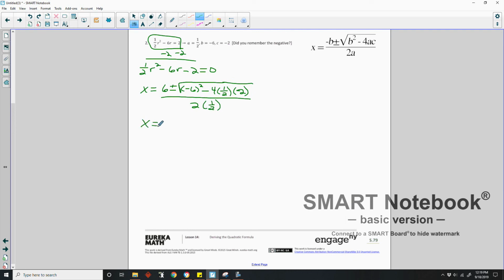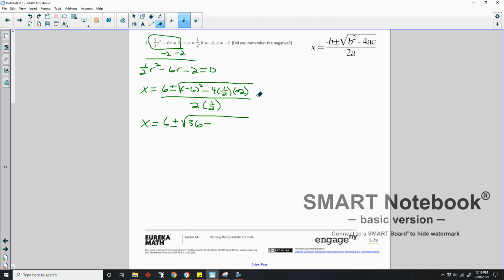So simplify. 6 plus or minus, I always take care of the radical first. Negative 6 squared is positive 36. Keep in mind this number here will never be negative. Most common mistake, making that a negative. Okay, minus. Well, 1/2 and 2 reduced to 1. That's a negative 2, by the way. There's a minus sign there.